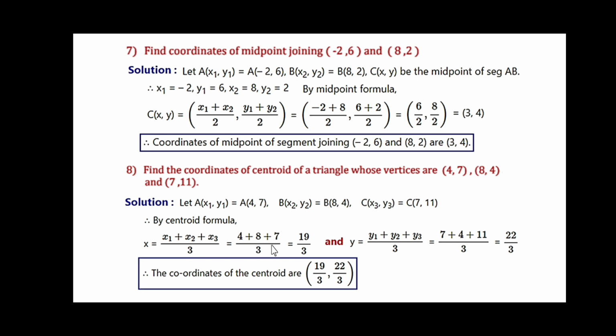The addition of this is 19 by 3, and y is equal to (y1 plus y2 plus y3) upon 3. Now again put the values of y1, y2, y3: 7 plus 4 plus 7 upon 3, and the addition of this is 22 upon 3. Therefore, the coordinates of the centroid will be 19 upon 3 and 22 upon 3.